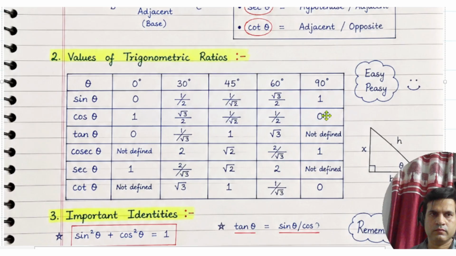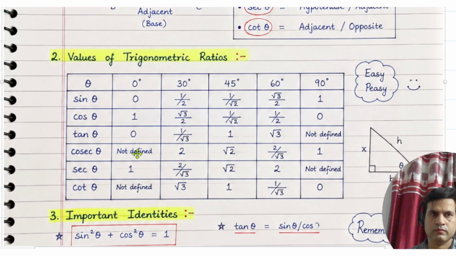In this way we can find sine and cos, and tan is sine upon cos. So 0 by 1 is 0, and 1 by 2 over root 3 by 2, the 2 and 2 cancel out, so it is 1 upon root 3. Tan 45 is 1, tan 60 is root 3, and tan 90 is not defined.